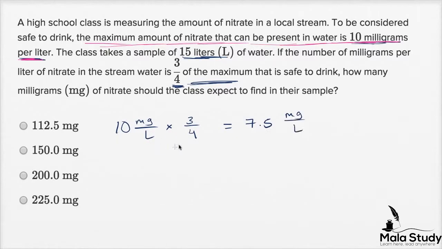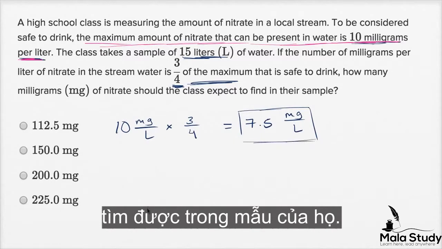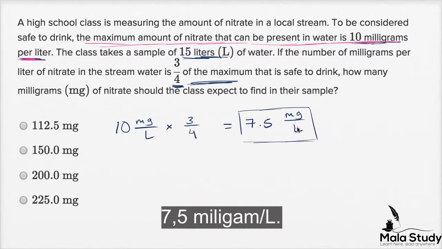The way I think about this, 3/4 of 100 is 75, so 3/4 of 10 is going to be 7.5. You could have done it other ways. You could say 10 times 3 is 30, 30 divided by 4 is 7.5, and you keep your units. So this is the concentration that they find in their sample, 7.5 milligrams per liter.